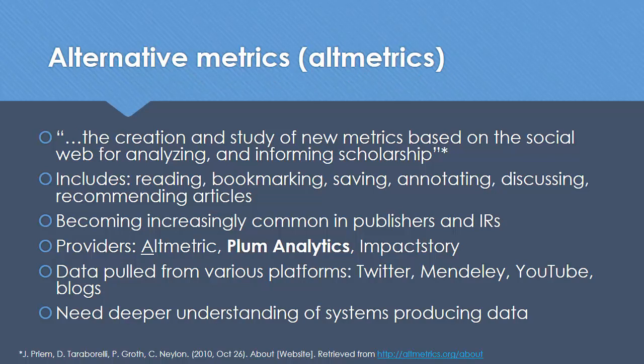These new metrics can now track more immediate actions that happen to an article, such as whether it has been saved to a folder in a database, downloaded, referenced on social media or blogs, and more. Companies who provide this information include Plum Analytics, which we have at UNC, the company Altmetric, and others.